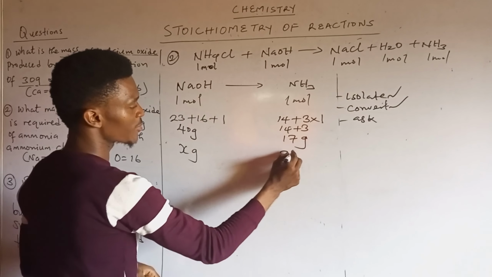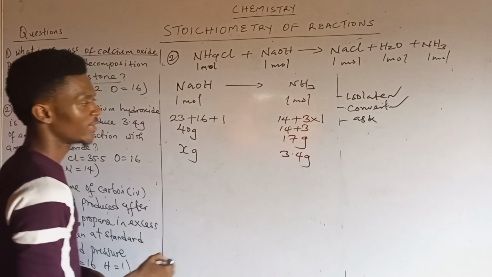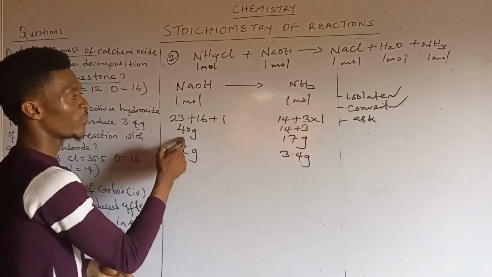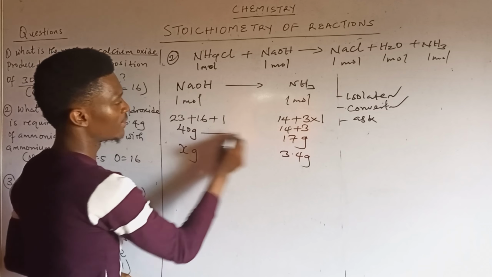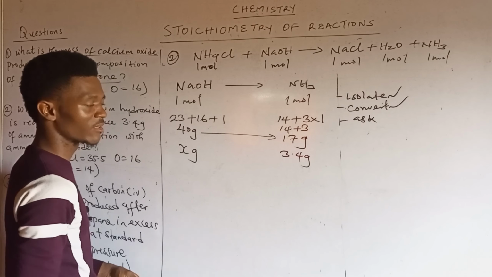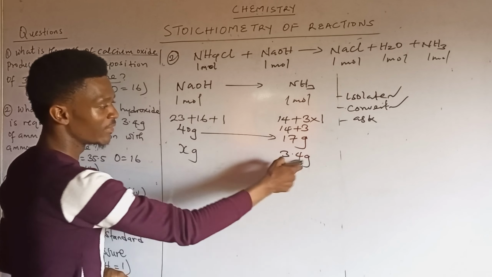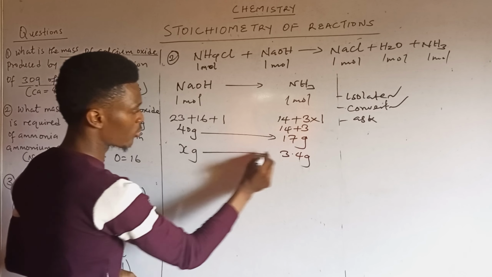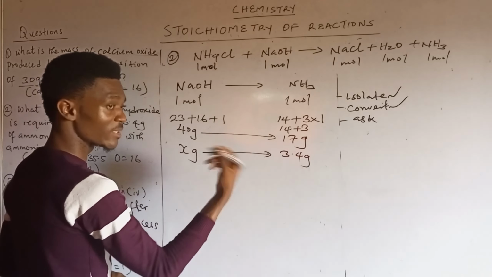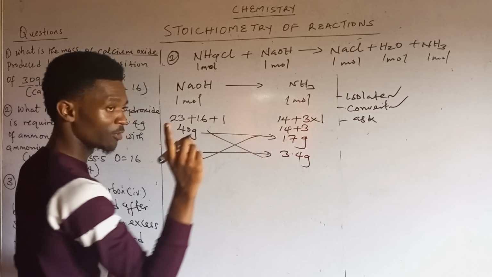So we know the grams of ammonia that will be produced. Then we can easily get it because we are aware that this one can produce this one, meaning 40 grams can give 17 grams. So what can the unknown give of 3.4 grams? So what's the unknown here in this case?